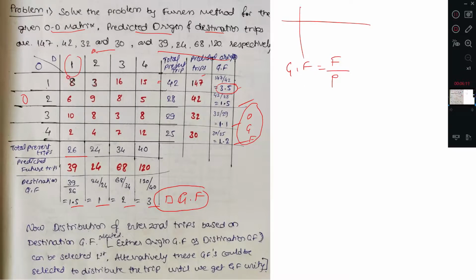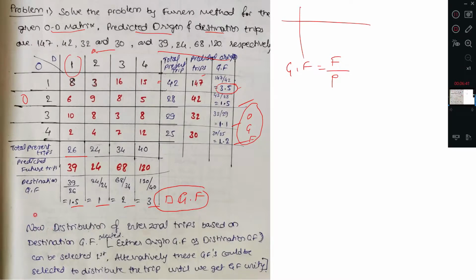How do we need to multiply? For example, this is 1.5, the destination growth factor for zone 1. So this 1.5 I need to multiply with 8, 6, 10 and 2. 8 into 1.5 will give the new trips between zone 1 to 1. 6 into 1.5 will give me the new number of trips between zone 2 to zone 1, right?